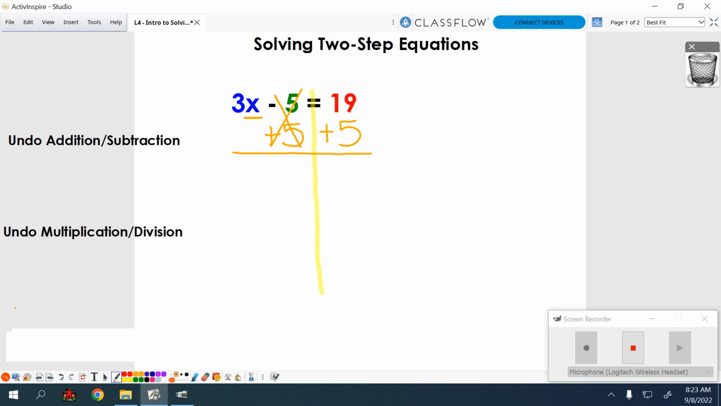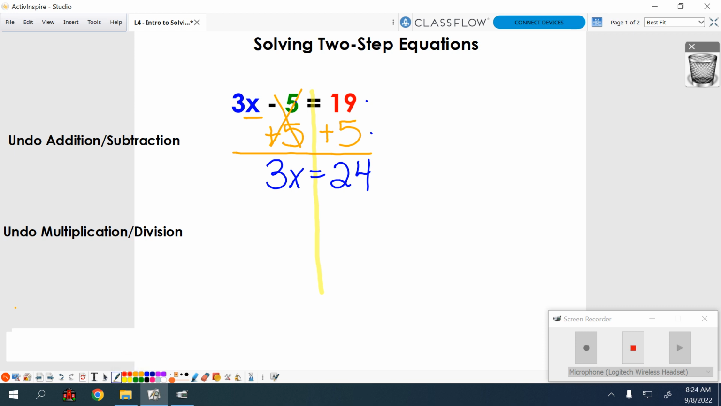So to simplify this, my 5 and my negative 5 cancel out. On the left side of my equation, I have 3x, and on my right side of the equation, I have 19 plus 5, which gives me 24. Okay, so I have 3x equals 24.